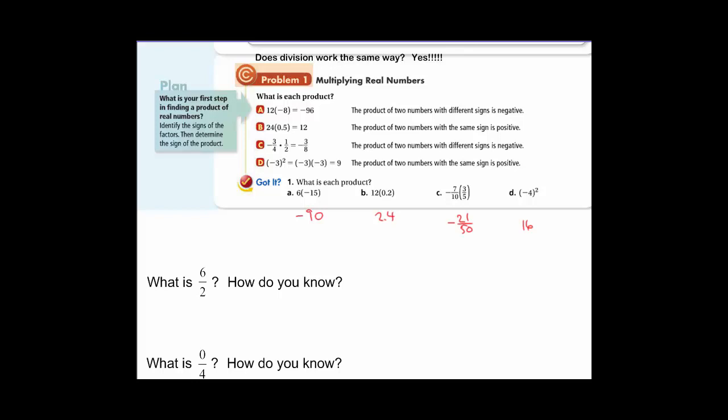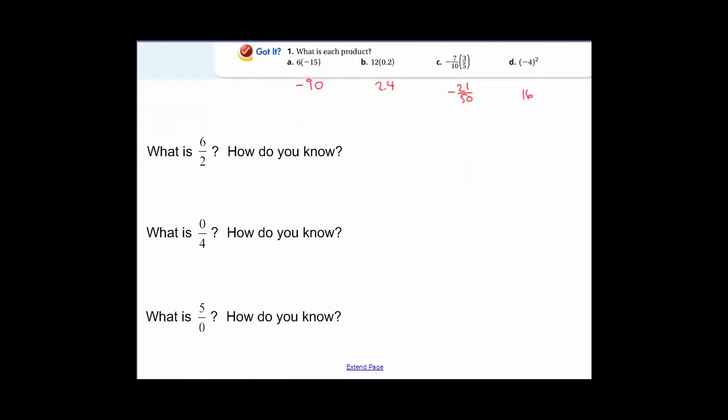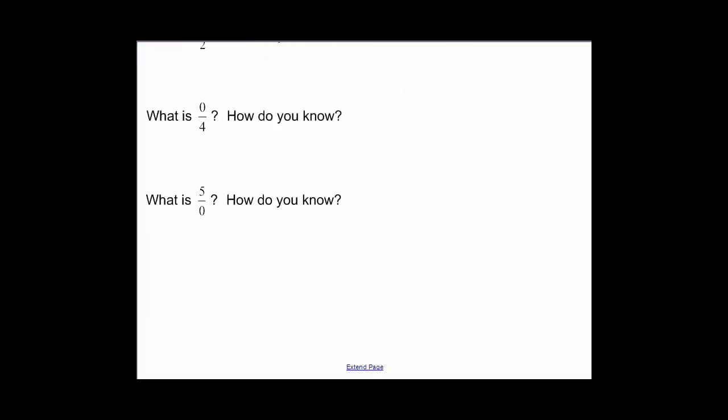Welcome back. How did you do with your answers to Got It number 1? Negative 90, 2.4, negative 21 over 50, and positive 16. If those are confusing for you, circle the one you want to ask about, and when you come to class, ask about it. Before we move on to practicing on all of this, let's try 3 more examples here to help us think through a few other division issues that we might have.